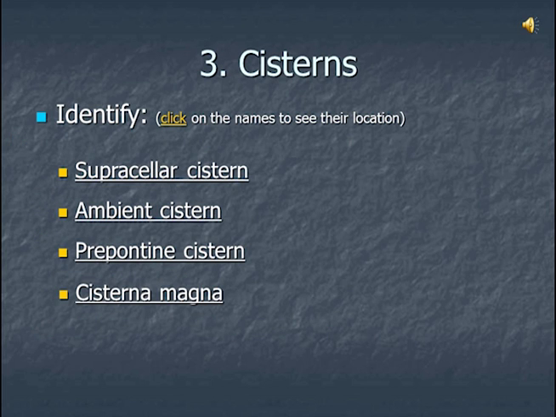Next, examine the cisterns. Click on the names to see their locations. Again, make note of their size, symmetry, and density. Make note that cisterns often fill with blood in subarachnoid hemorrhage and can fill with pus in the setting of meningitis.